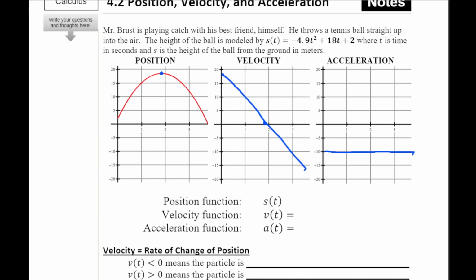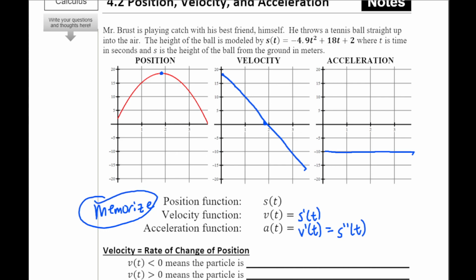So the relationships between position, velocity, and acceleration. The velocity function is the derivative of the position function, s prime of t, and the acceleration function is the derivative of the velocity function. In other words, the second derivative of the position function. You have to memorize these. This is so important. You have to have this memorized.